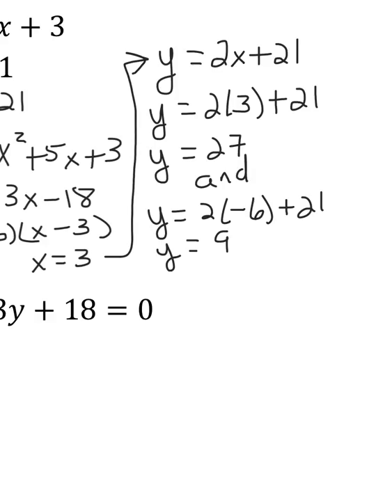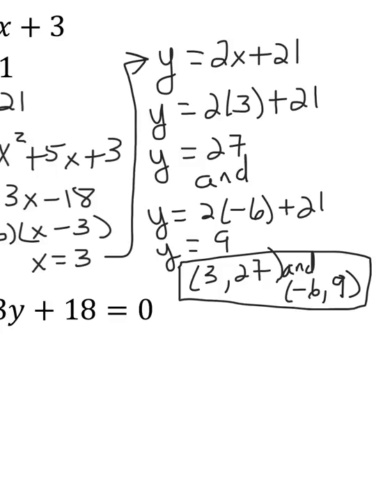All right, so when I plug these values back into my linear equation, I get y equals 2 times 3 plus 21, which is 27, and I get y equals 2 times a negative 6 plus 21, which gives me 9. So my two solutions are (3, 27) and (negative 6, 9). And those are my two solutions.